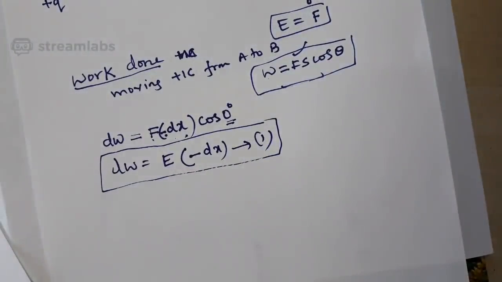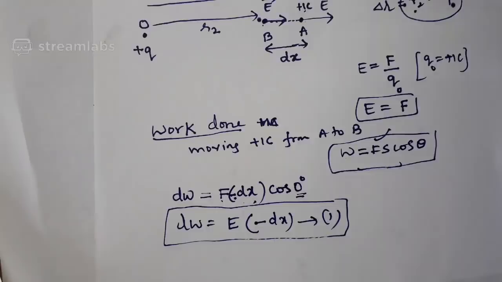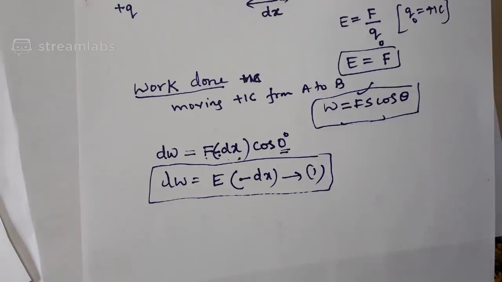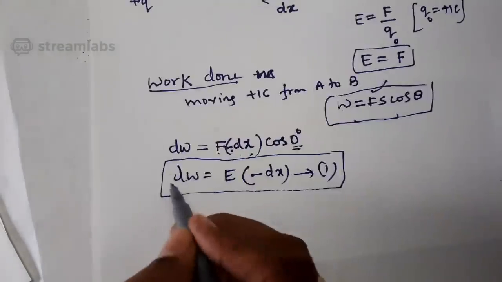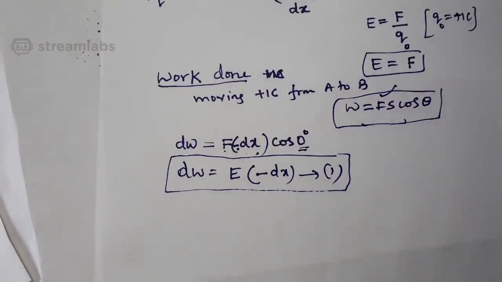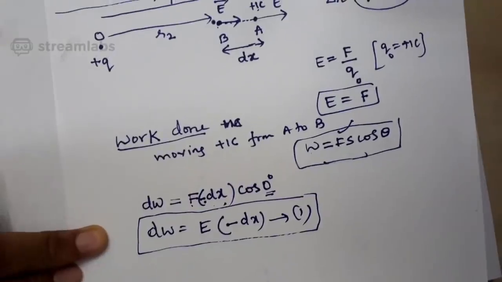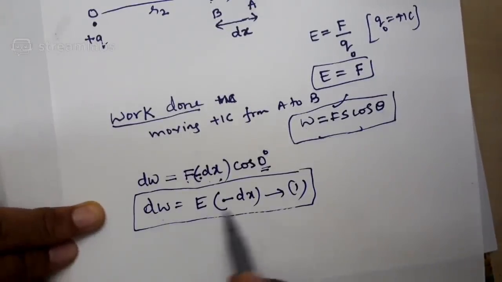Now coming to the point, we have stopped our discussion related to the small work done. That small work done is given as E into minus dx. This is equation 1. So I was talking about relating electric intensity and electric potential. That work done is E into minus dx.